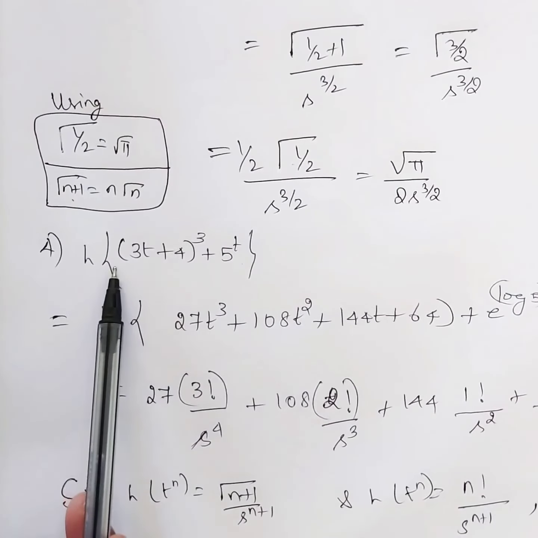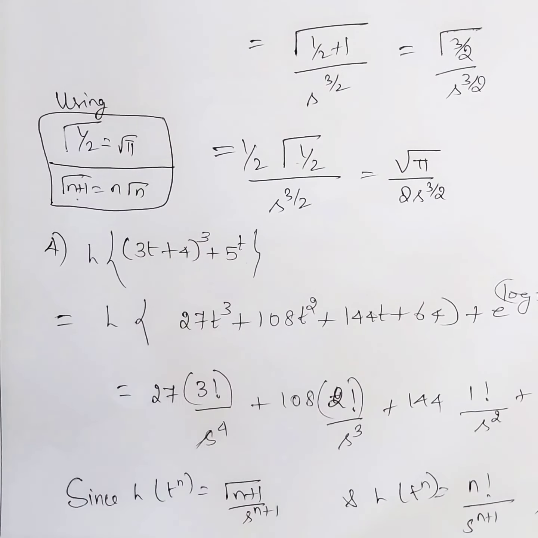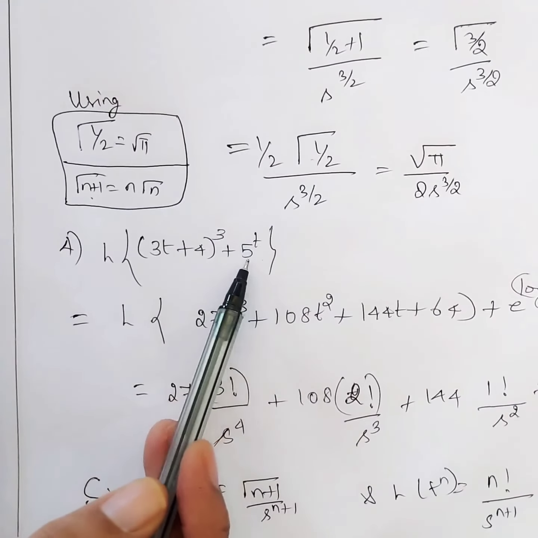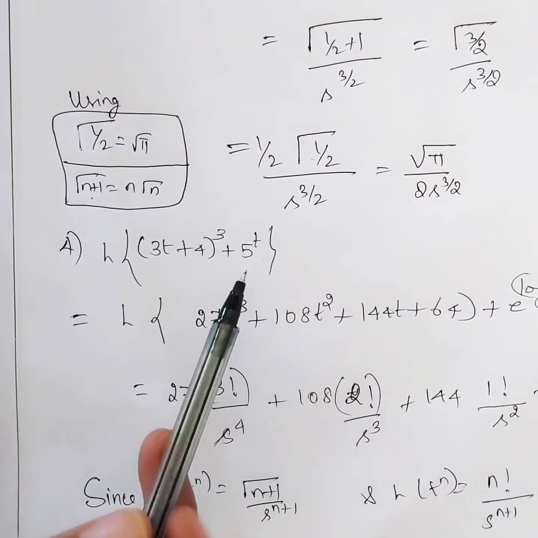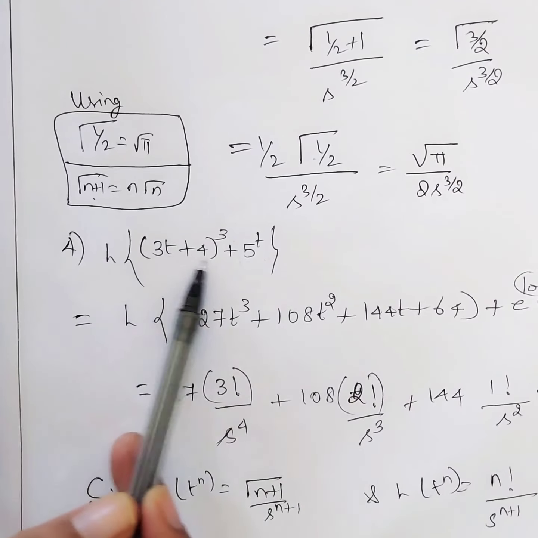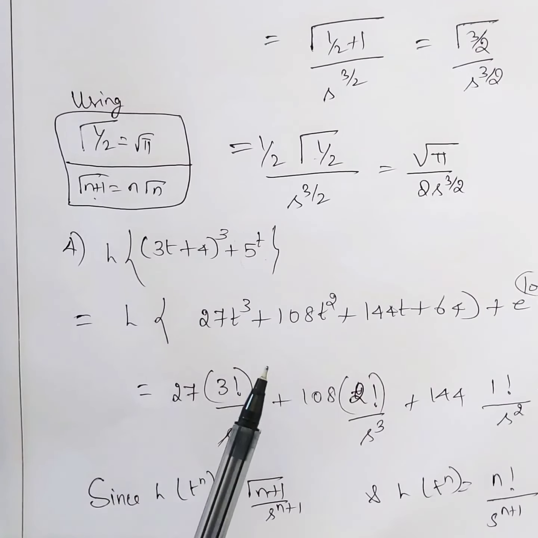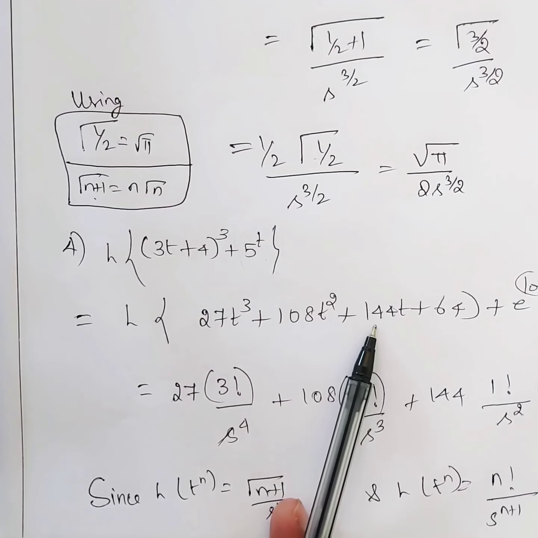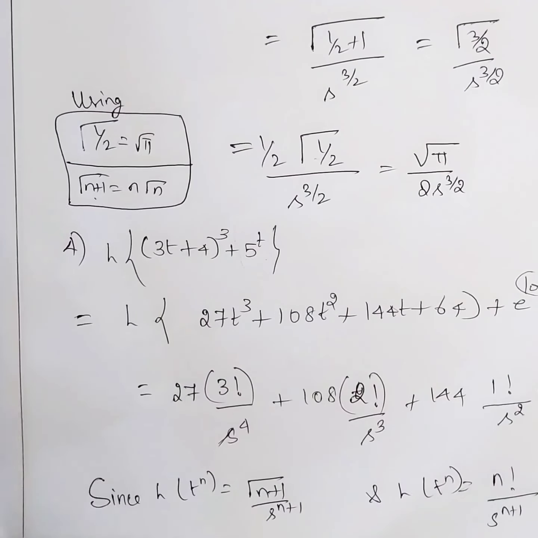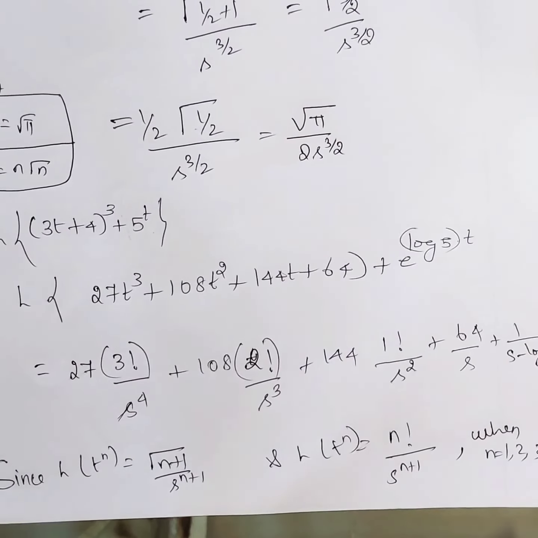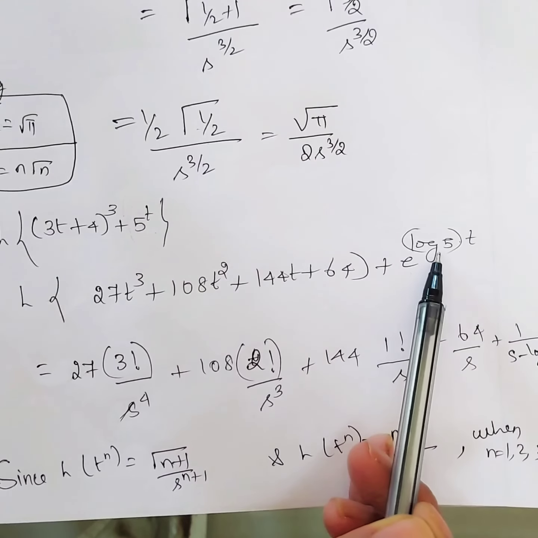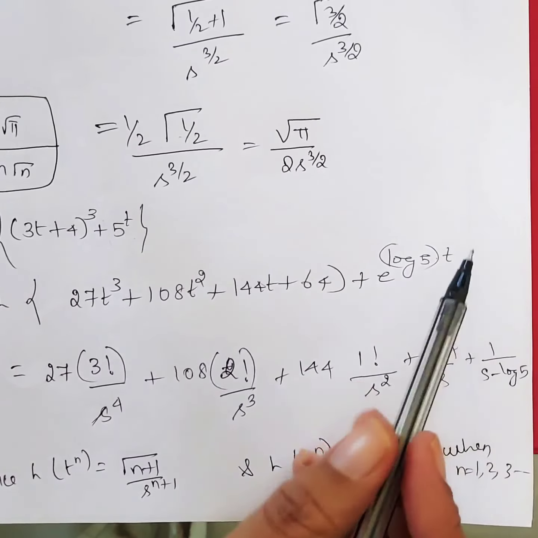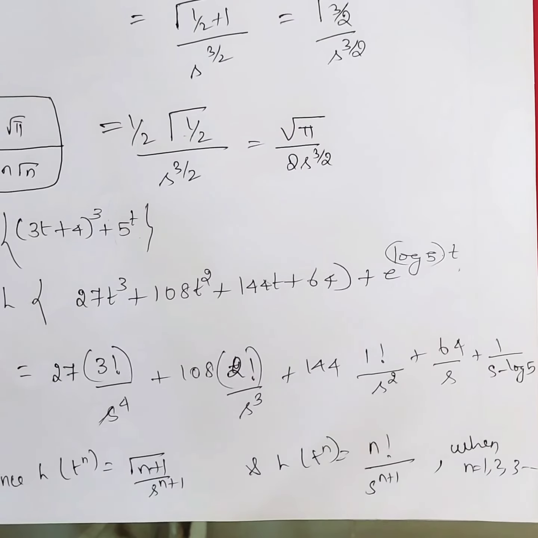Okay. Now see this, find Laplace of (3t plus 4) the whole cube plus 5 power t. Okay, this is 5 power t. So you have to deal with it in a separate way. First we will expand this, (a plus b) the whole cube. So we got 27t cube plus 108t square plus 144t plus 64. And finally that 5 power t is e power log of 5 power t. So e power log of 5 power t, what will you write? E power t log 5. Same thing we have written.